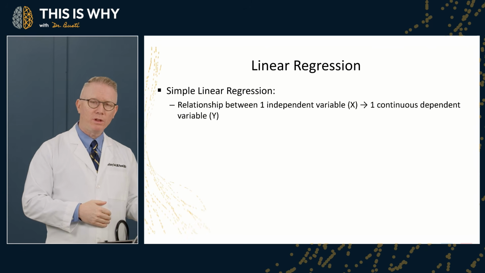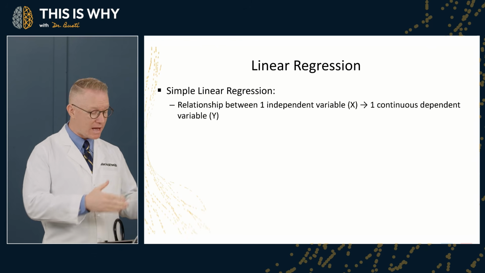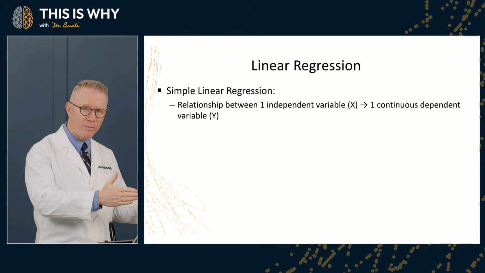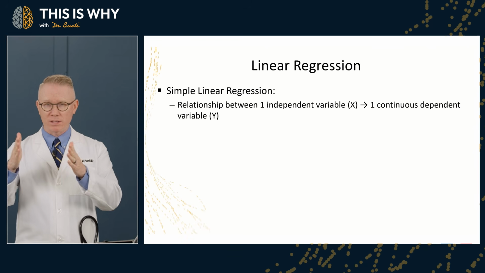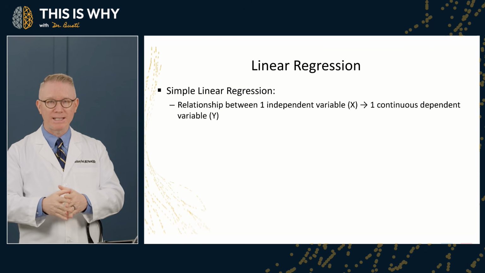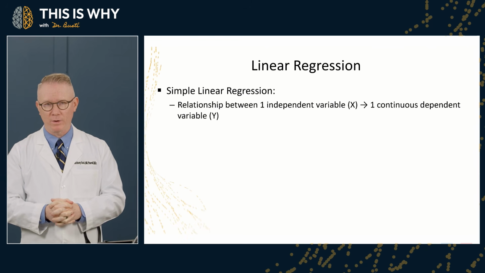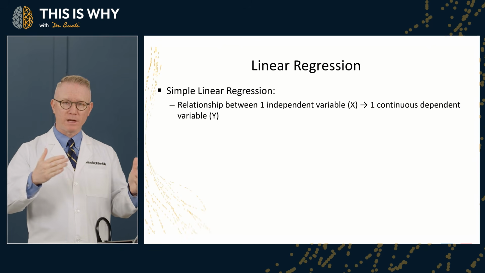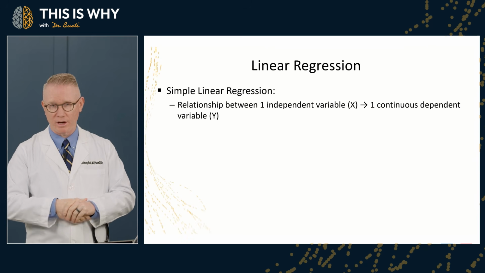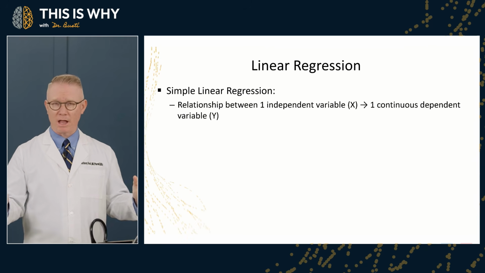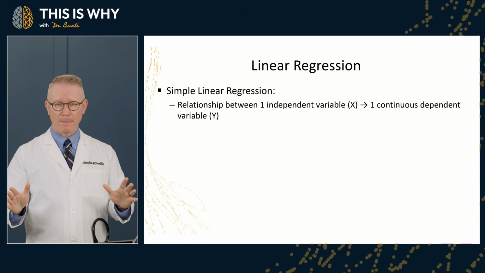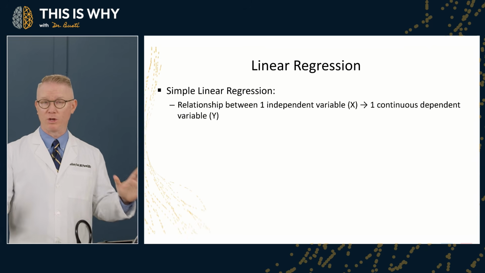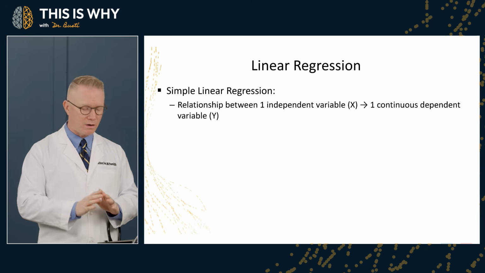So simple linear, okay, that's about one independent variable and its influence on a continuous dependent variable, all right? And so you can create a line, right? And there's an equation for this that I'll show you in a minute. We're not going to spend a lot of time. I'm not going to do any math here. I'm not going to try to overwhelm you, but I'm going to show you the equation for those of you that are interested in that.